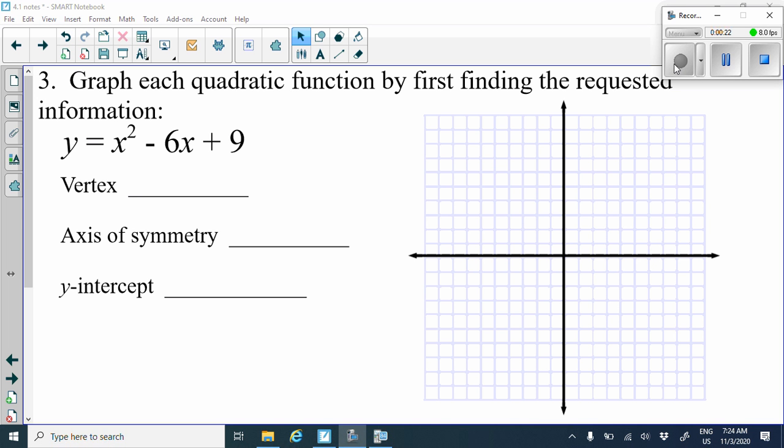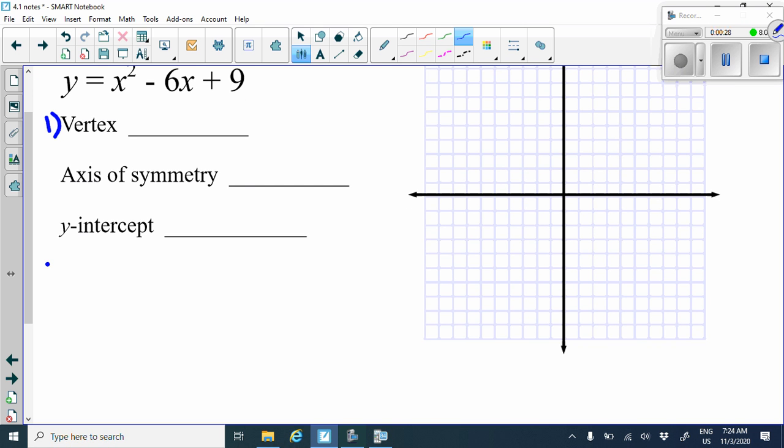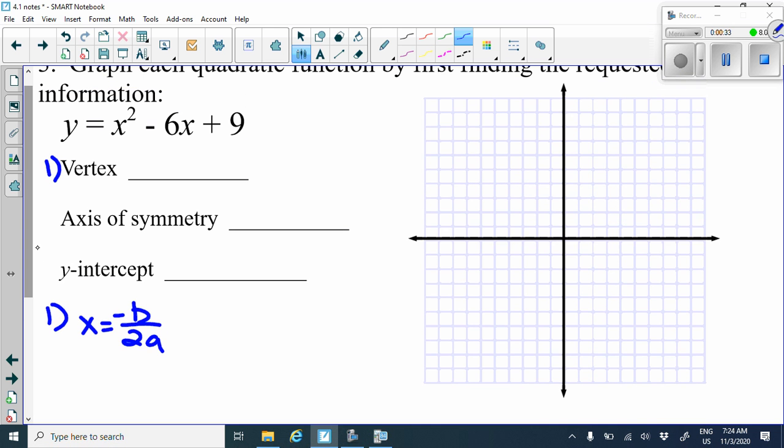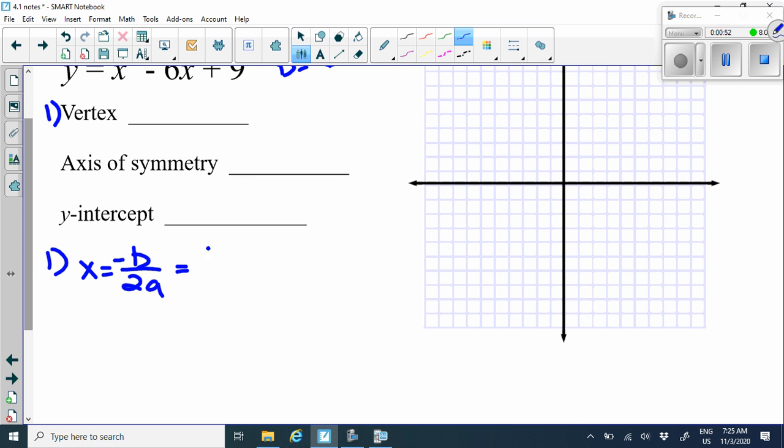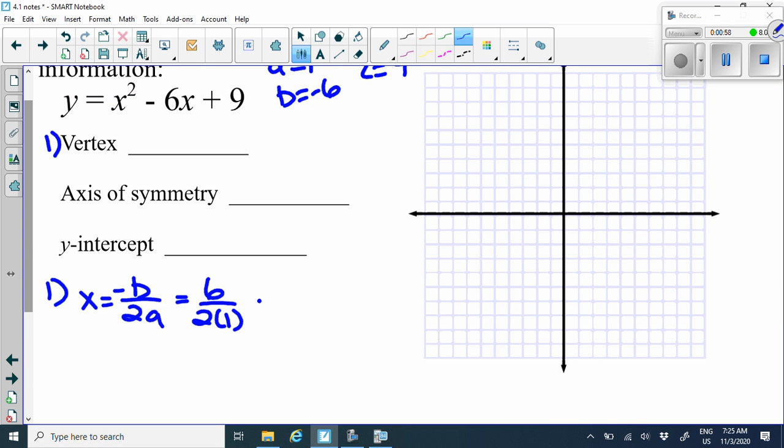So the first thing is we need to figure out the vertex. To find the vertex, we need to do the opposite of b over 2a. So let's identify our a, b, and c values. a in this case looks like 1, b is -6, and c is 9. Remember, those are the numbers: 1 is the number in front of x squared, -6 is the number in front of the x, and 9 is our constant. So when we do the opposite of b, we're going to do +6 over 2 times 1, since we had -6 as our b value. That gives us 6 divided by 2, which is 3.